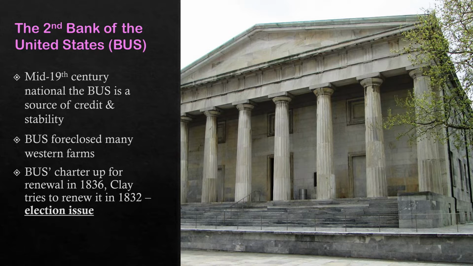But by this time, remember, the bus, as it's known, the Bank of the United States, they call it the bus, becomes a source of credit and stability for the country. But it also has foreclosed on Western farmers on their farms when they can't pay loans back. So those farmers out west hate the bank, and Jackson is their guy, so he hates the bank.